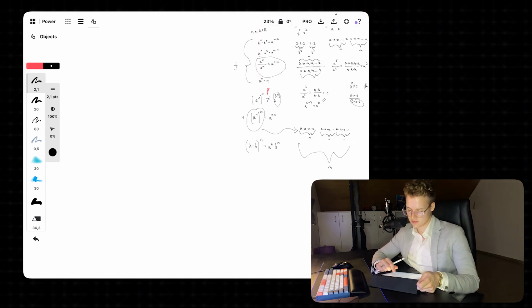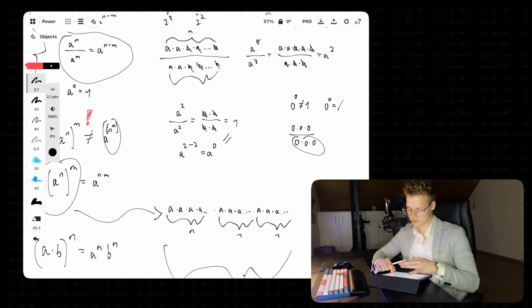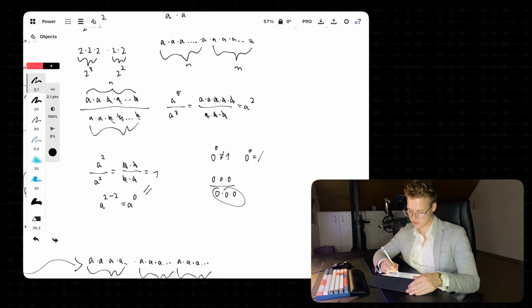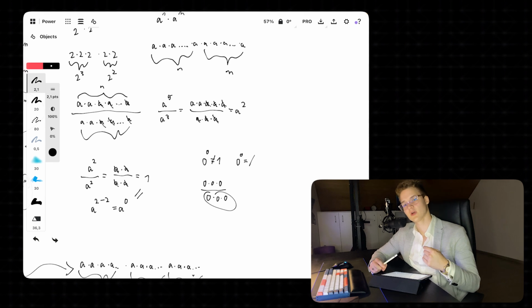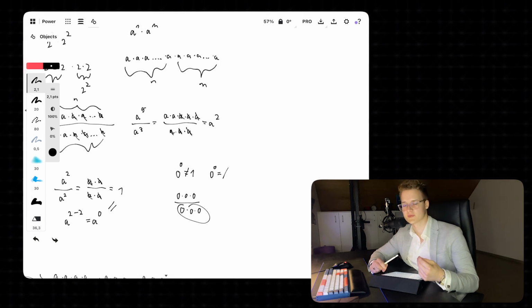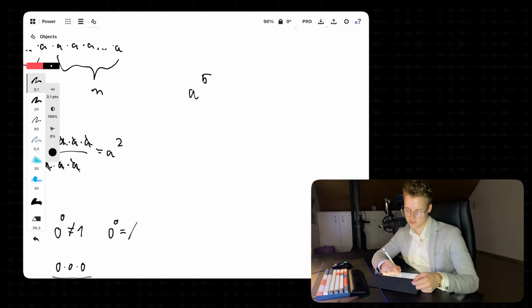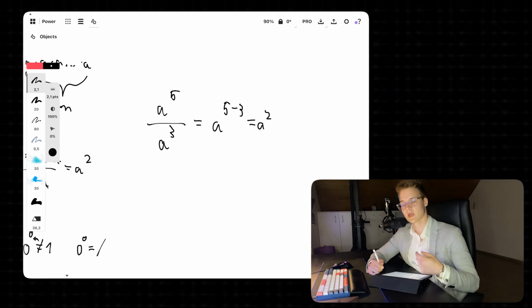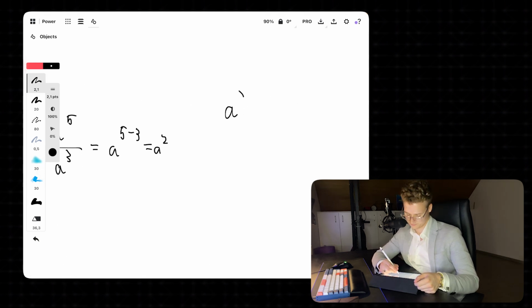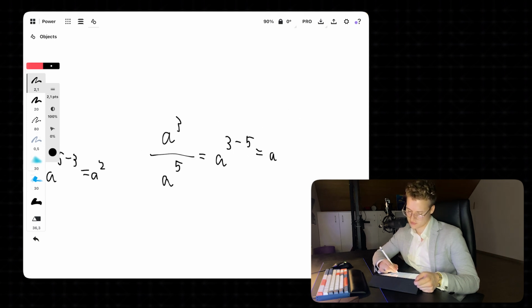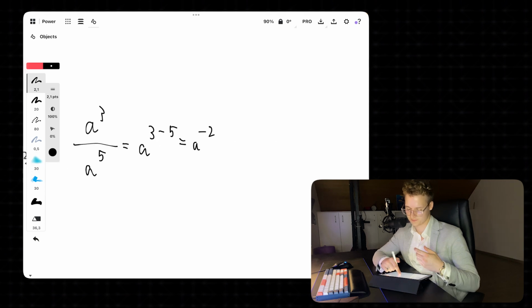Lastly, let's talk about some other things. So for example, from this division rule, we said what happens if we have 0. We can also determine what happens if we get a negative exponent. So if we have a to the power of 5 divided by a to the power of 3, we're going to get a to the power of 5 minus 3, which is a to the power of 2. But what if we had the inverse, a to the power of 3 divided by a to the power of 5? In this case, we would have a to the power of 3 minus 5, which is equal to a to the power of minus 2.